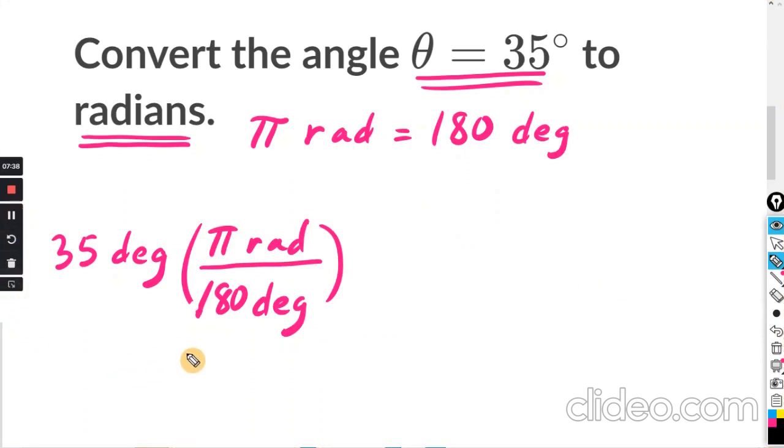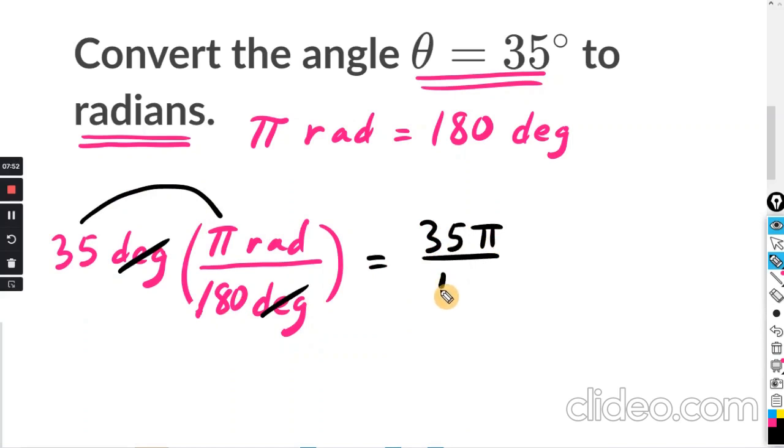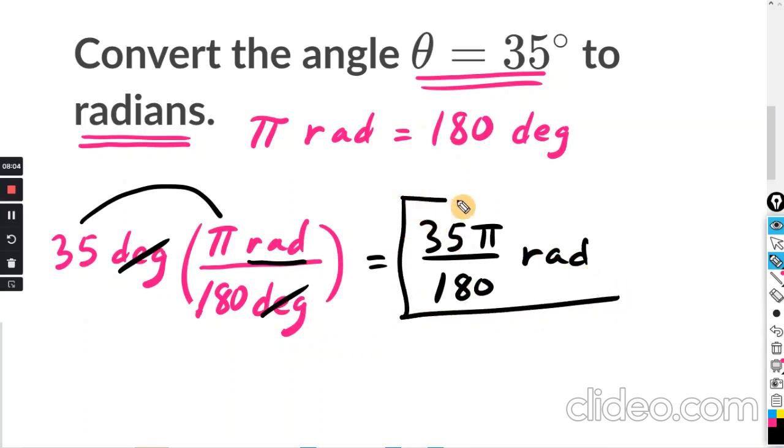All right, let's see. We have degrees divided by degrees. Those cancel. And we're left with 35 times pi in the numerator, and we're left with 180 in the denominator. And these units are in radians, RAD. So you can reduce this fraction. However, I tested it out. The ones for radians, they don't make you reduce it. So you can actually just write 35 pi over 180.